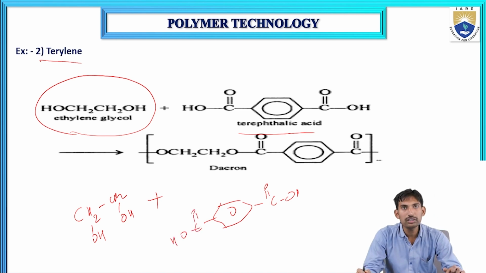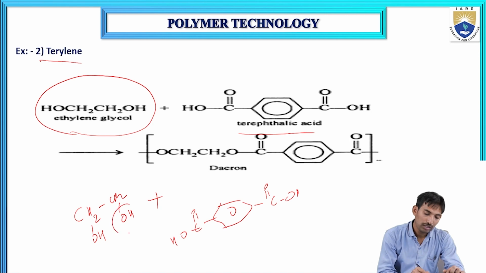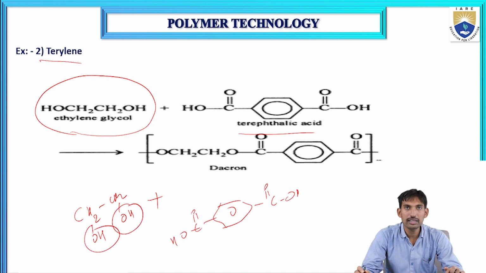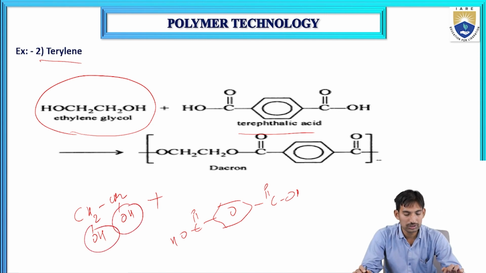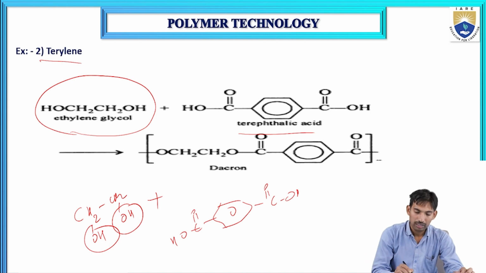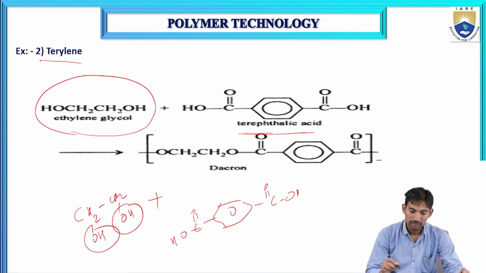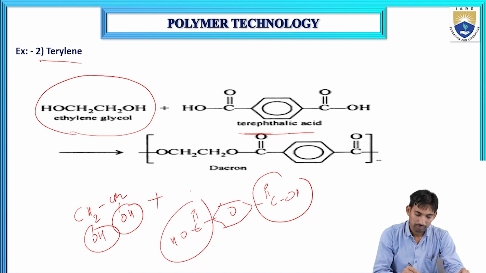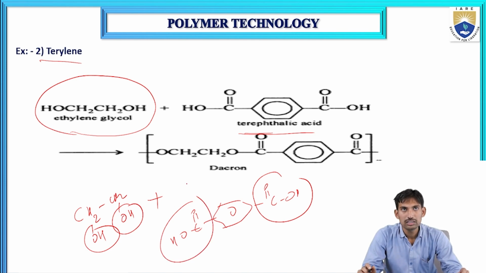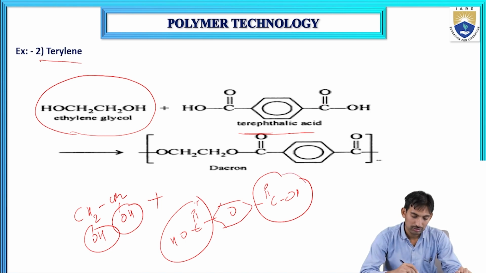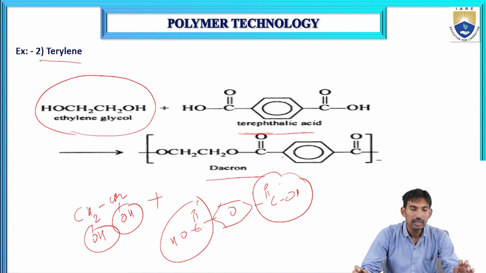Ethylene glycol contains the hydroxy functional group, and terephthalic acid contains two carboxylic acid functional groups. The ethylene glycol monomer contains hydroxy functional groups and terephthalic acid contains carboxylic acid functional groups. These two molecules undergo polymerization and form Dacron or terylene.